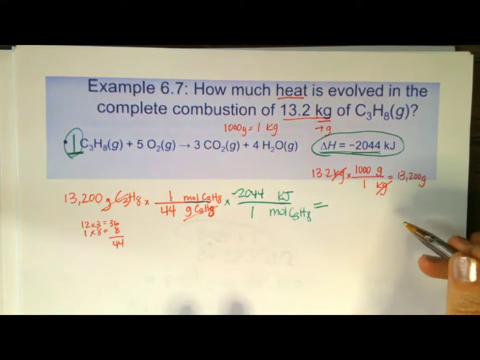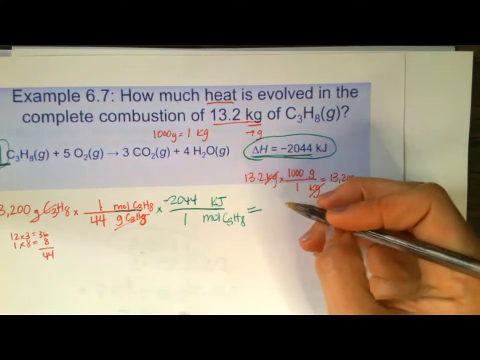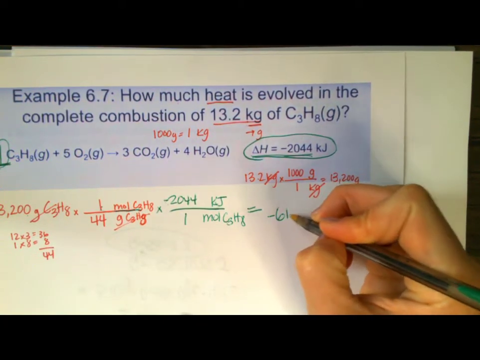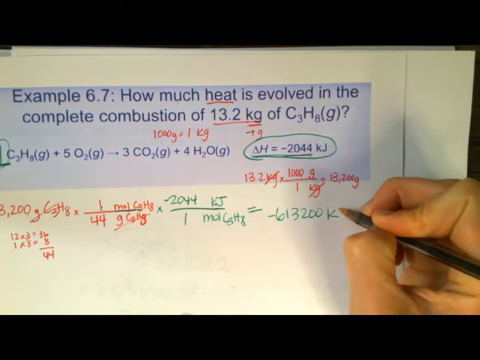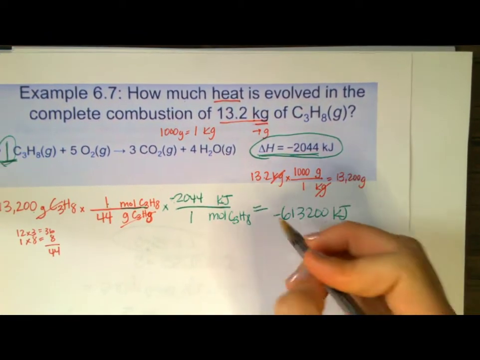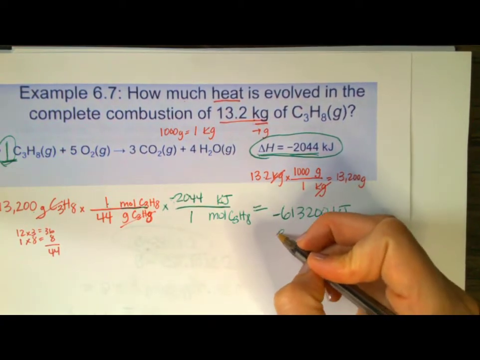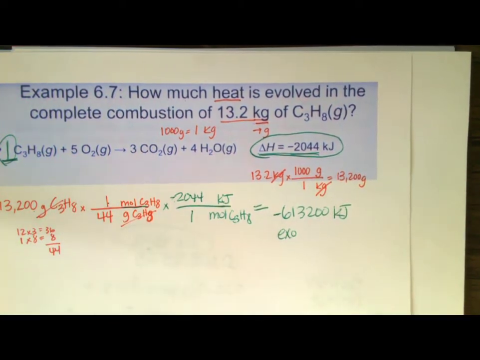And let's plug it into our calculator. And I got negative 613,200 kilojoules. And this tells me that the negative means it's an exothermic reaction. How do you feel about that one? Hopefully you got the same answer.